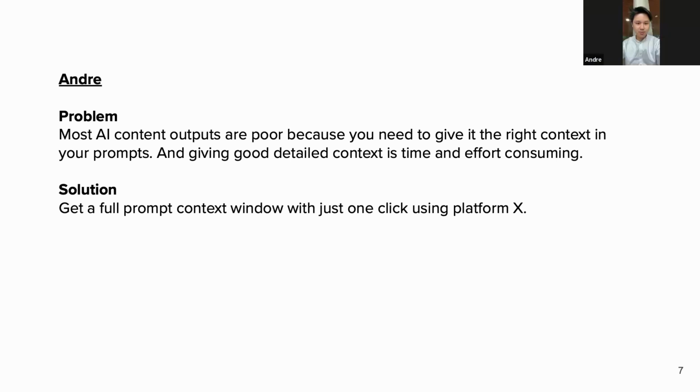So to put it short, the problem here is that most AI generated outputs are basically crap. And the main reason for that is because people are not giving it the right context. And giving the right context to an AI can sometimes be very time and effort consuming. So the solution here is to develop a solution that enables people to generate context for their AI content in just a click. In other words, you just put in your website and it automatically generates a whole detailed context window for you to use so your prompts become more relevant and accurate.